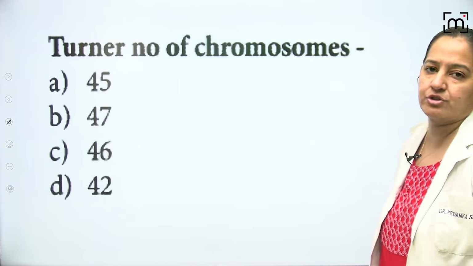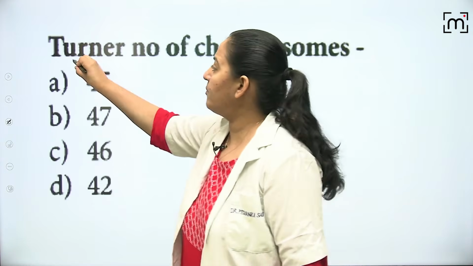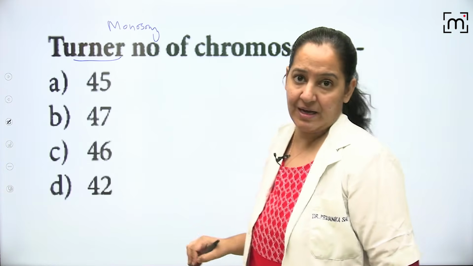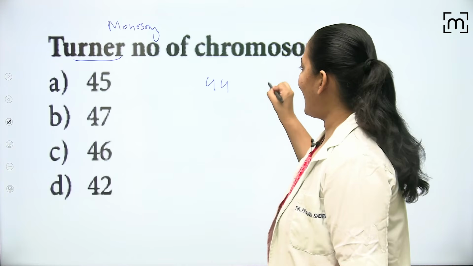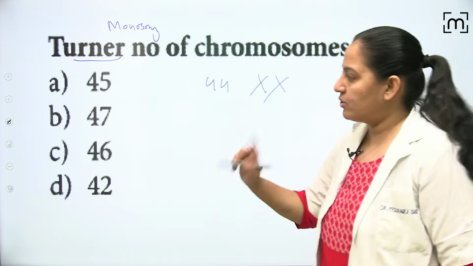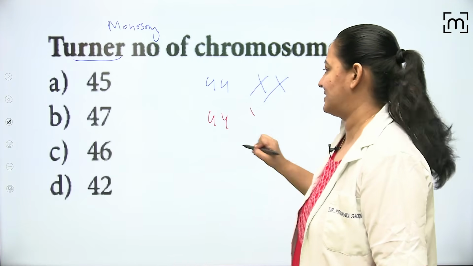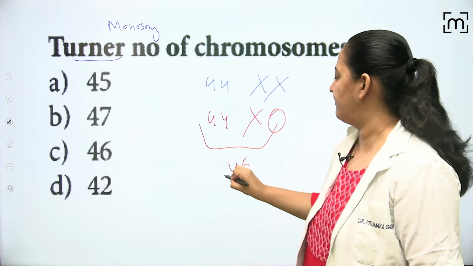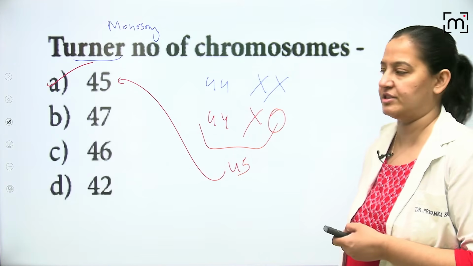This is the last question in front of you. What is the number of chromosomes in Turner syndrome? Turner syndrome is monosomy, it is not trisomy. Monosomy in female. What is a normal female? A normal female has 44 chromosomes and XX, total 46. But in Turner, one of the X is missing. So the Turner female has 44 and only one X, X0. So the total number of chromosomes will be 45. So the correct answer here is 45.